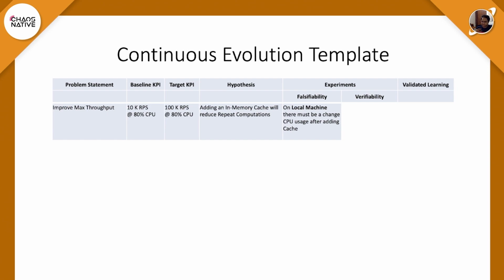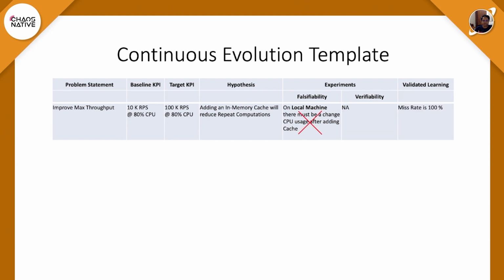Now, obviously, the first aspect is I need to have a falsifiability experiment for this hypothesis that the cache will indeed help reduce repetitive computations and thereby reduce CPU usage. So what can I do on my local machine? Remember the with and without experiment, or rather the thought process that we saw earlier. So first I'll verify if adding a cache makes any discernible change at all to the CPU usage. And that will be my first check.